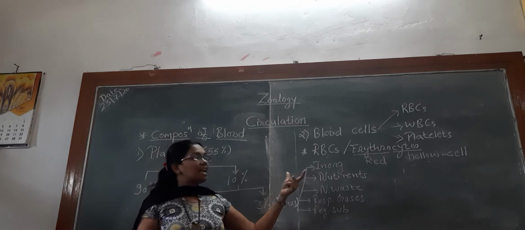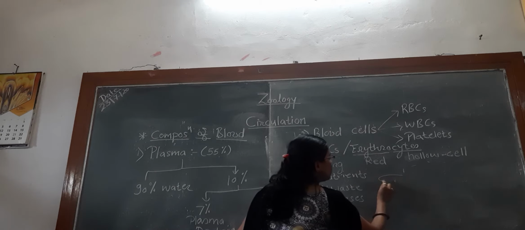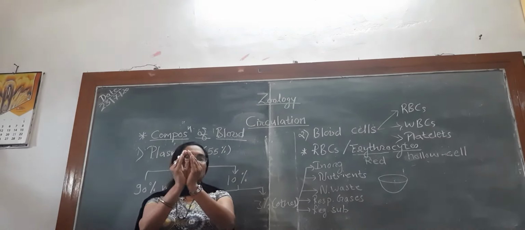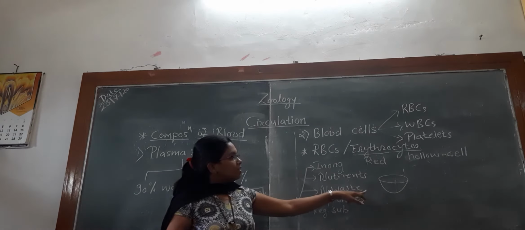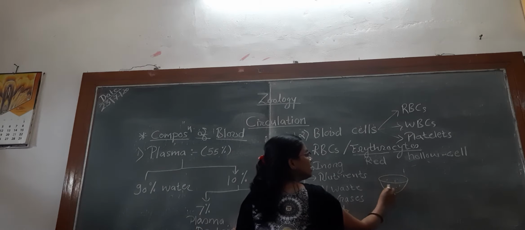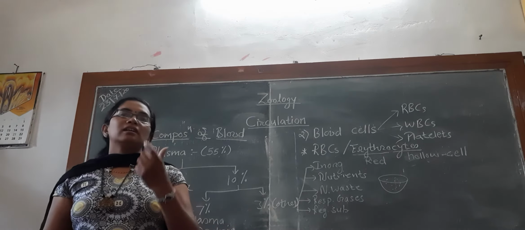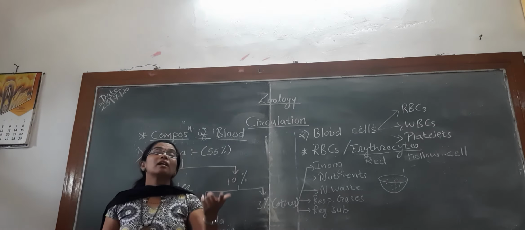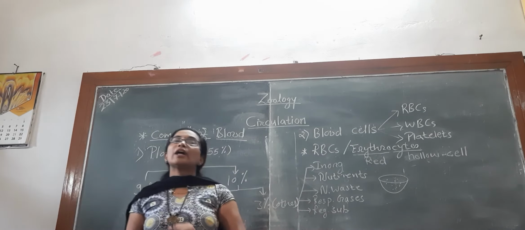So RBCs, red blood corpuscles, are biconcave in shape, that means concave-like structure inwards, and circular. The nucleus is absent, which means only cytoplasm is present in this RBC. In the male body, RBCs are found at 5.1 to 5.8 million per cubic mm. But in the female body, it is 4.3 to 5.1.